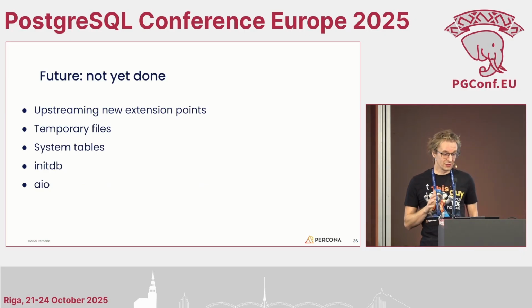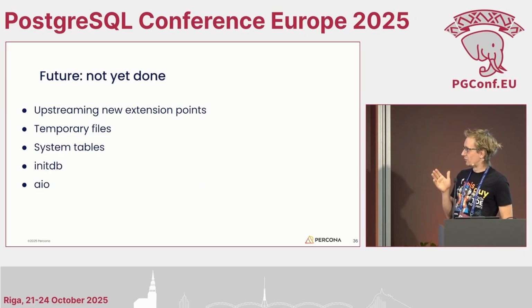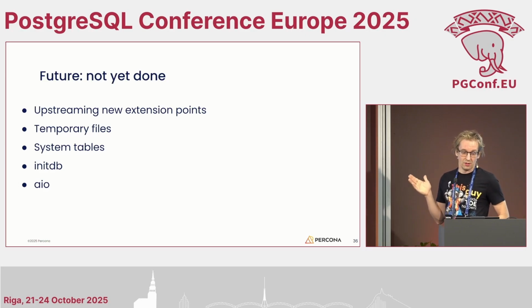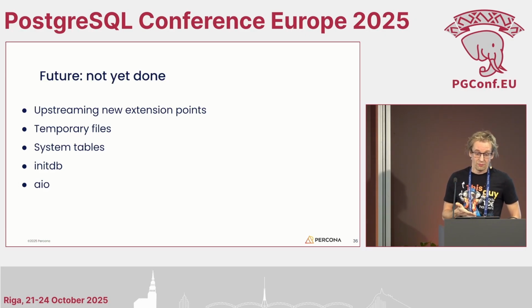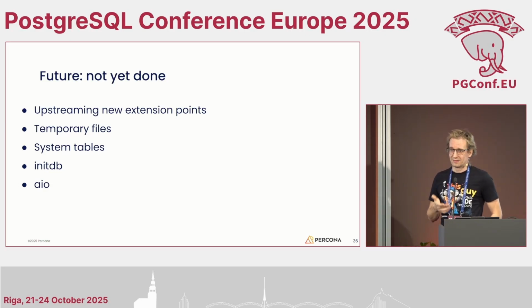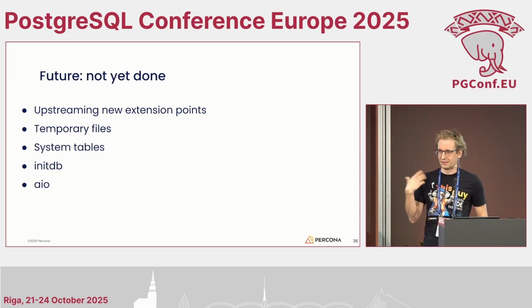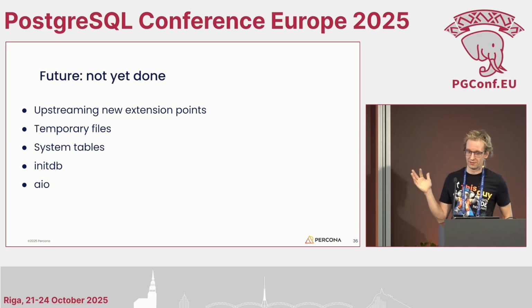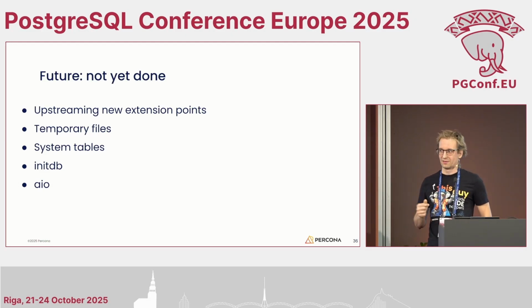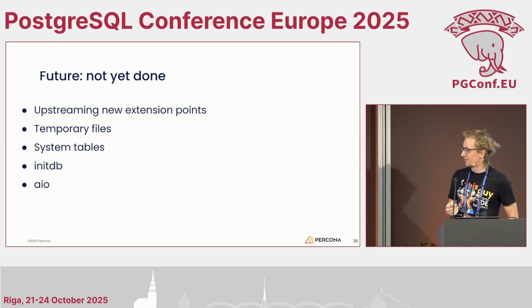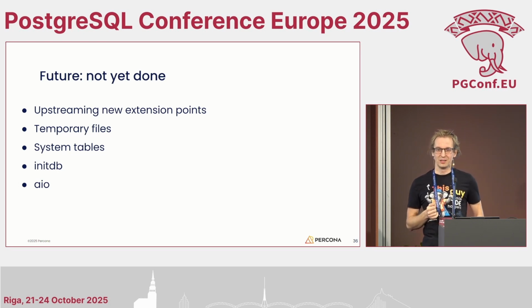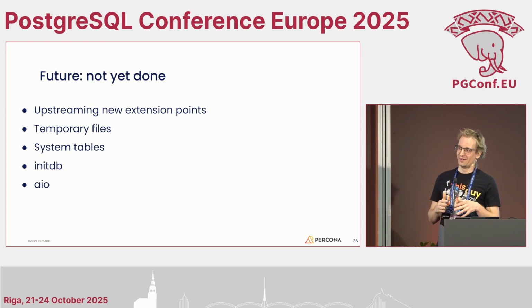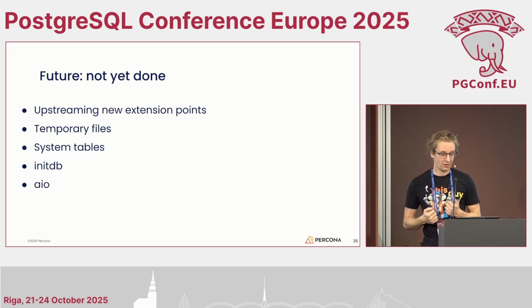We still have lots of things that we have to do, like we want to upstream our extension points. We want to implement temporary files because, as I said, we just ignored them. We want to add support for encrypting system tables, including tables created at initialization time, which is not yet supported. And with PG18, we just discovered that we have a nice problem of AIO. With PG18 right now, we only support it if the user disables AIO and uses synchronous reads.